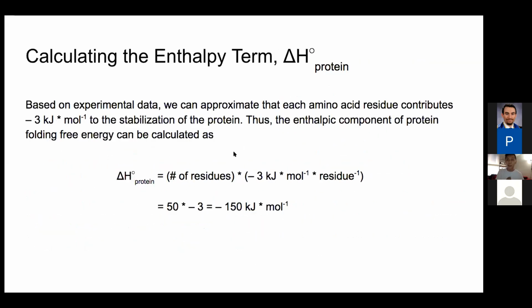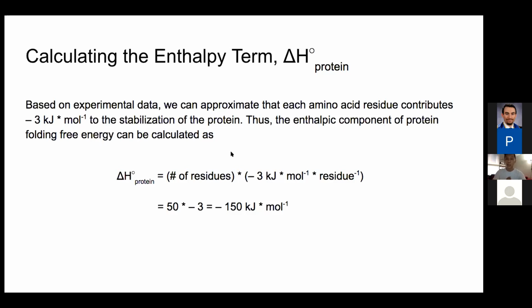So change in enthalpy is a lot easier. Just experimentally, we have to make another assumption. People did some experiments and asked, what is the average energetic contribution of an amino acid to the stability of the protein? Of course, different amino acids have different energetic contributions to the stability of the protein, but they averaged it. The representative number is -3 kilojoules per mole per amino acid towards the stabilization of the protein.